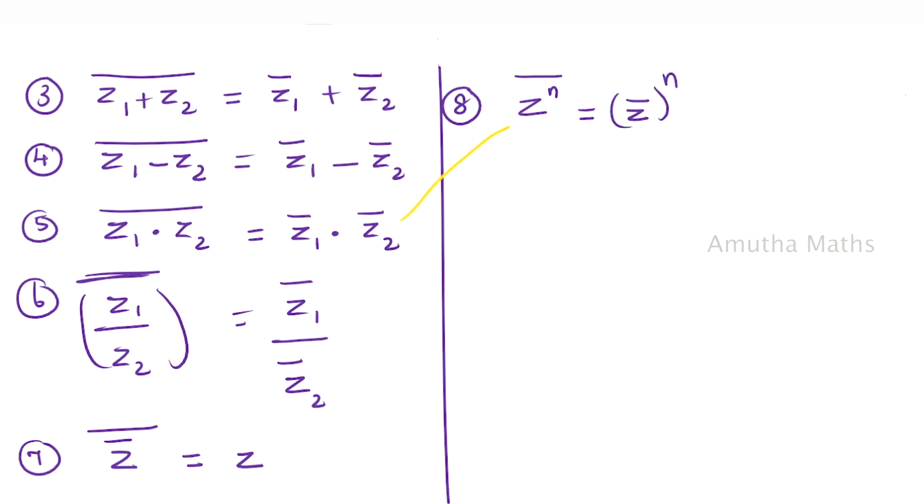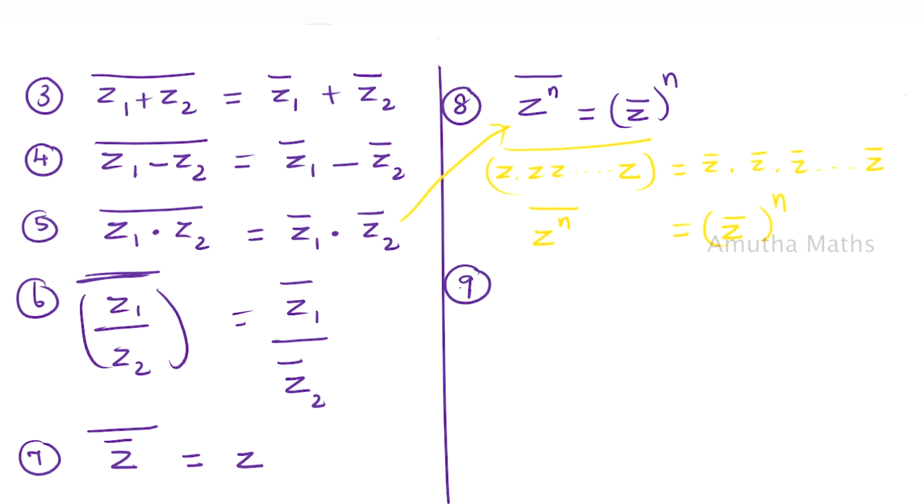See, actually this is a generalization of this. That is, suppose if you take z into z, etc., n times, the whole bar, that is equal to, we can separate it out. So z bar into z bar into z bar, etc., n times z bar. So here I can write this one as z power n the whole bar, that is equal to z bar the whole power n. Okay. So this is actually the generalization of this one. That is the 8th property.